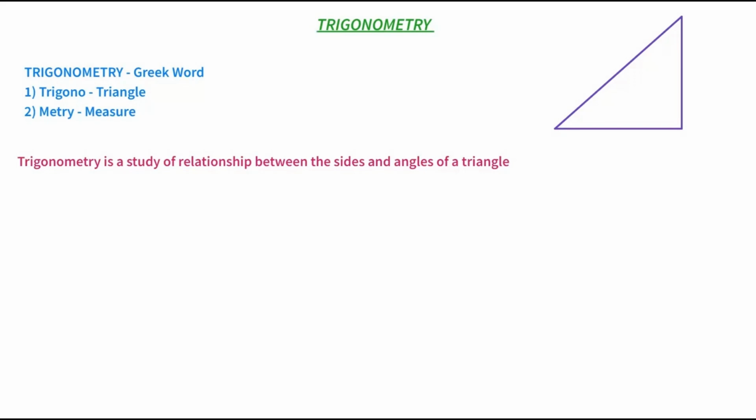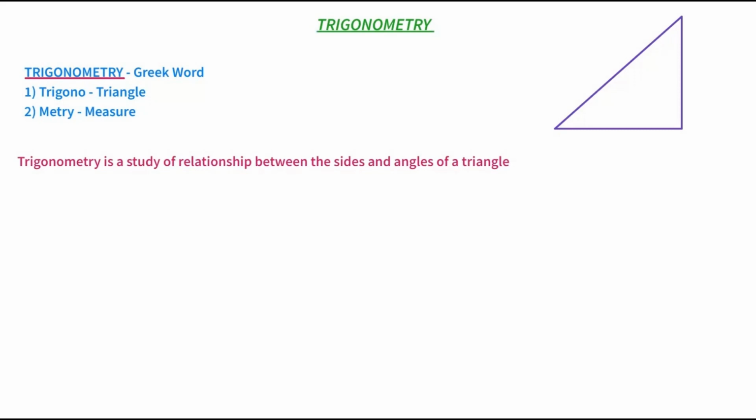So in today's video, we are going to learn about trigonometry. This is a very important chapter. First, let's see what trigonometry is. Trigonometry is a Greek-originated word. It is divided into two parts, trigno and metry. Trigno means triangle, so we use this in triangles. Metry means measure, so we are going to measure the triangles.